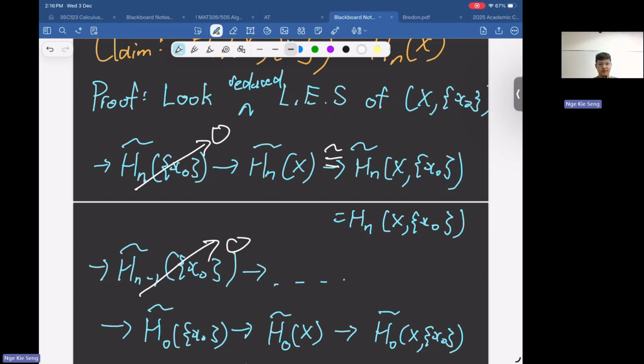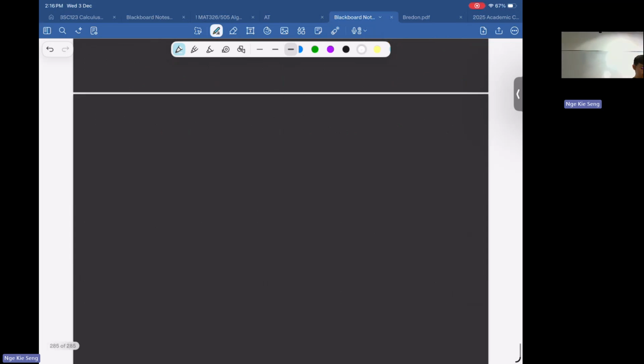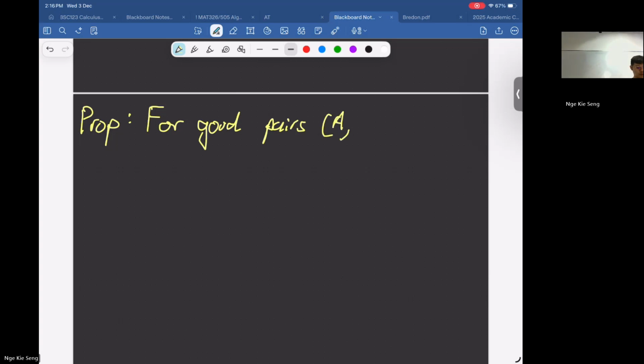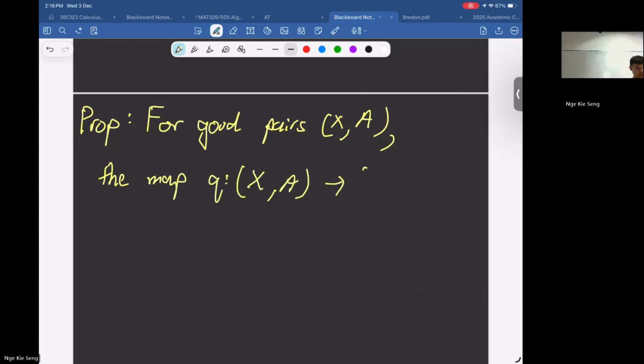Okay, if that's okay, let's resume and discuss what we had in the last lecture. So for good pairs, we say that the map q from (X, A) to the quotient (X/A, A/A). Okay. So you should note that this A over A is a point, no?